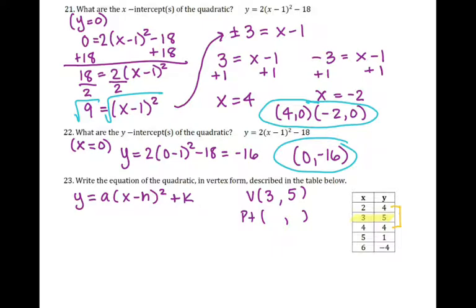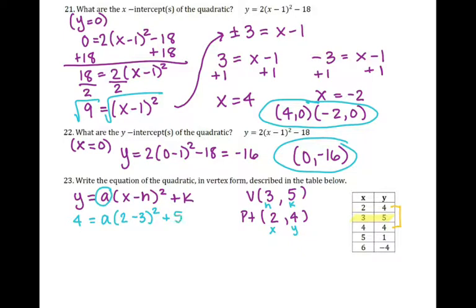For my point, I'm going to pick any point that's on my table, and I'm going to use the point (2, 4). So what you're going to do is plug in all four of these numbers into your vertex form. 3 is h, 5 is k, I'm going to plug in 2 for x, and 4 for y. And what that allows me to do is actually solve for a, because we don't know what a is yet. So I can go ahead and make the substitution. For y, I'm going to plug in 4. I don't know what a is. x is 2. h is 3.